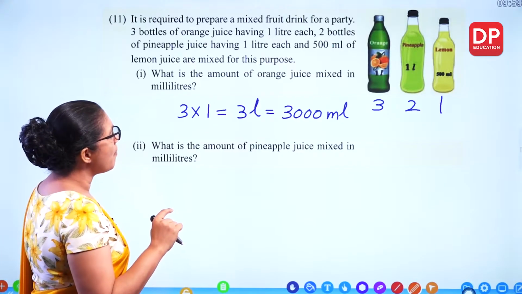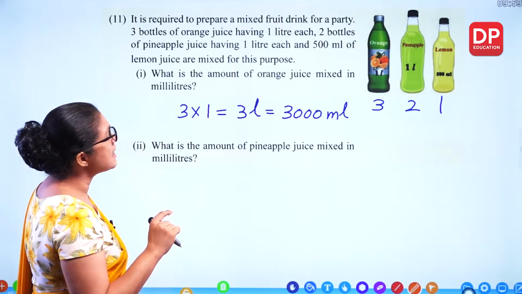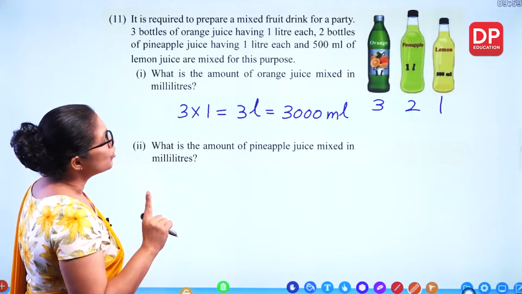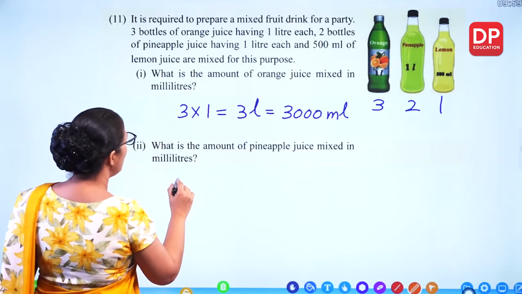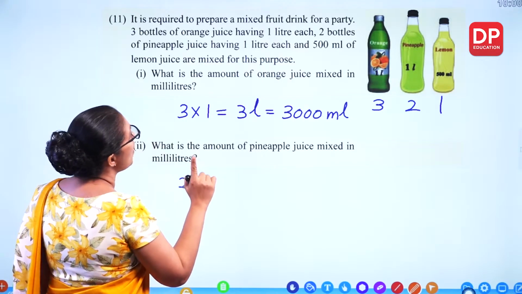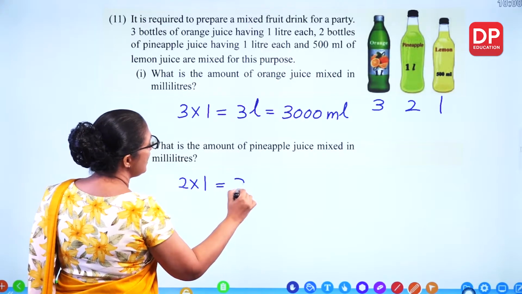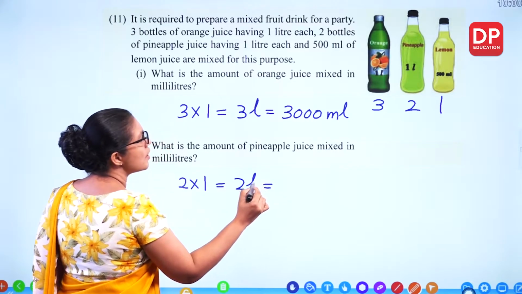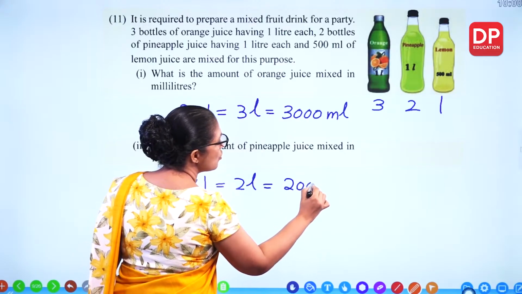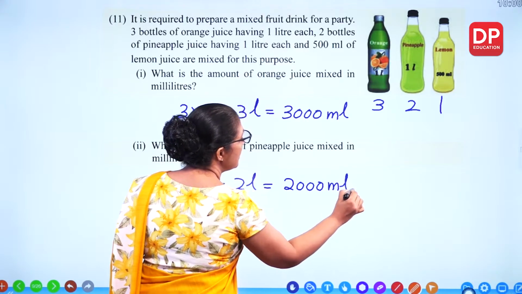What is the amount of pineapple juice mixed in milliliters? So 2 bottles are there. So 2 into 1, that's 1 liter bottles. 2 liters. When you convert to milliliters, that's 2000 milliliters.